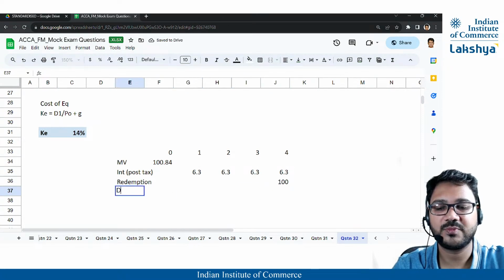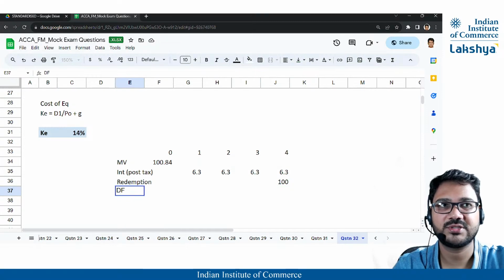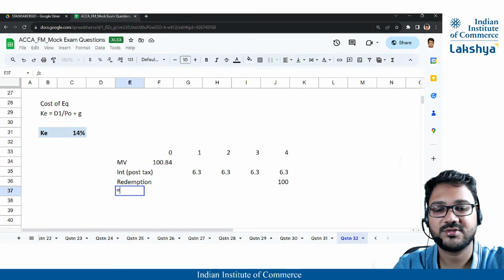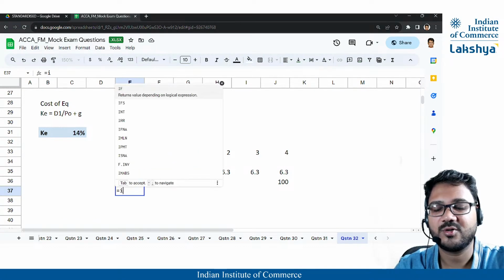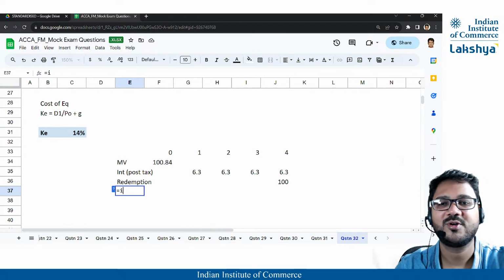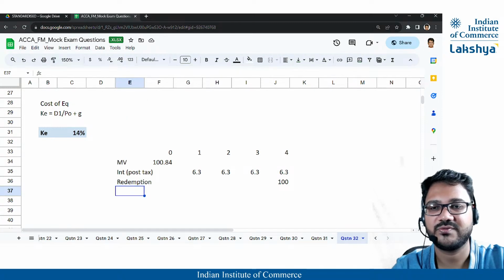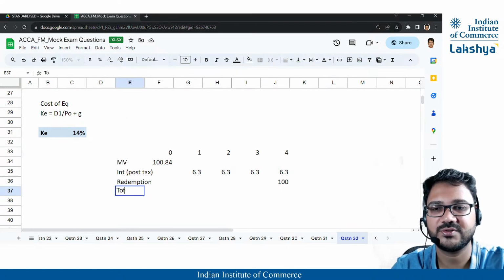Then if you had to write the discounting factor, now we don't know the discounting factor. We have to find that out. So we have to find the IRR of this. Before we do this, I'll just show it to you. It is equal to IRR. Wait, first, we need all the total cash flow.